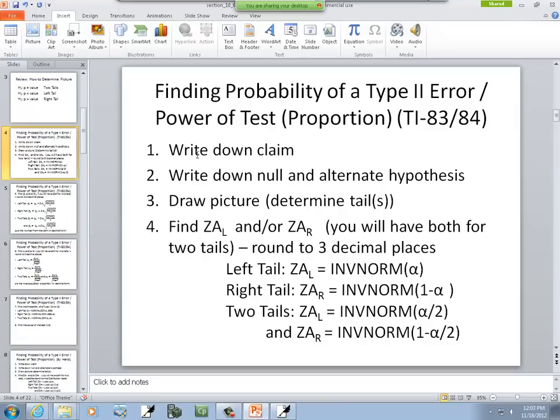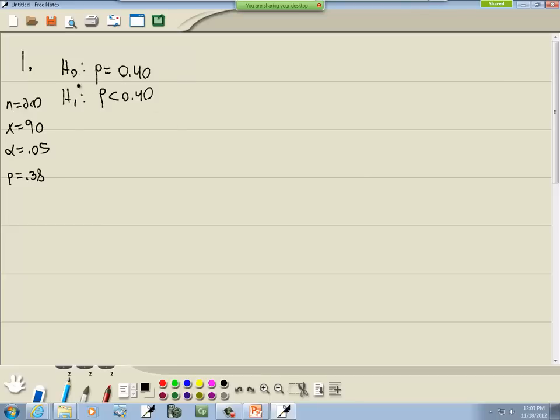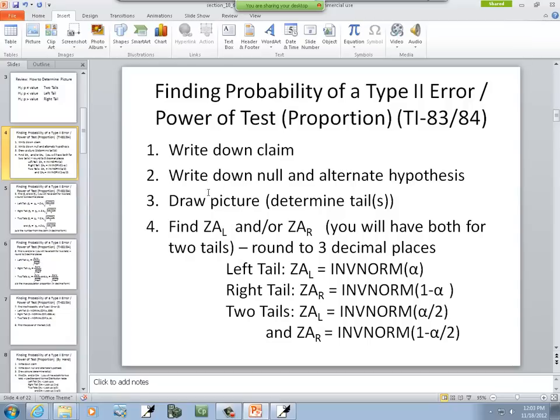Now these ones are pretty bare bones. There is no claim. They just dive right in and give us H naught and H1. Not all problems do that. Some you have to take the claim and write down H naught and H1. And if you're not very good at that, then go back and look at your lessons on claims again. Draw the picture, determine tails.